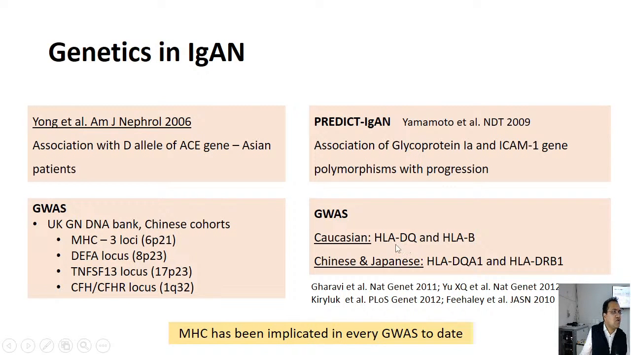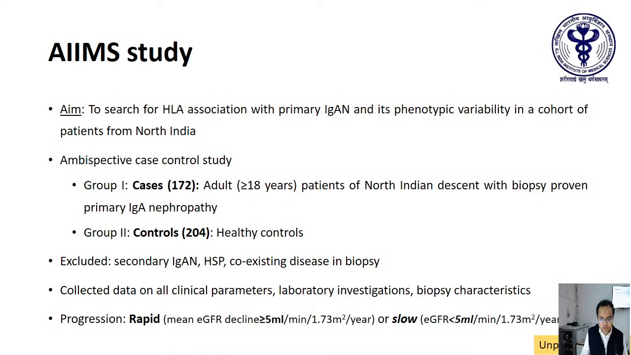Studies in Caucasians have shown an association with HLA DQ and DB, whereas in Chinese and Japanese it is with DQA1 and DRB1. So among all the genetic associations, the MHC loci has been implicated in almost every genome-wide association study till date. That is why the study has been run in AIIMS to search for the HLA association and the phenotypic variability in North Indian patients. There are no Indian studies in this till date.